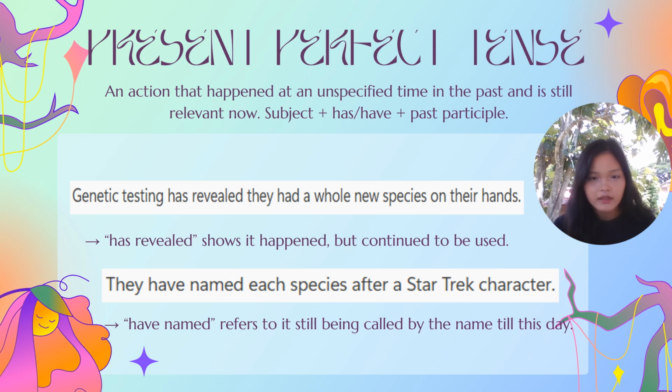Next we have: they have named each species after a Star Trek character. Have named here refers to it still being called by the name to this day. So both of these examples have a similarity, which is that they both didn't mention a specific time, but there are indicators showing it's been done.